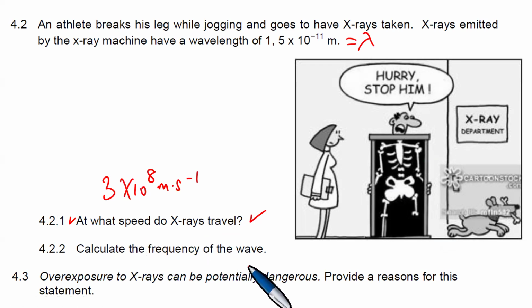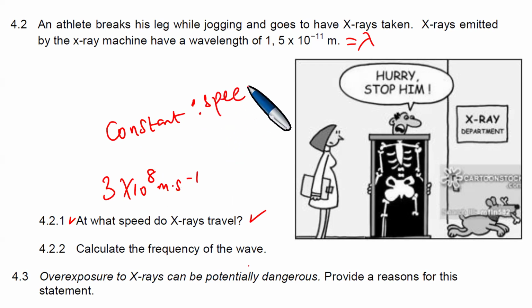Calculate the frequency of the wave. Yes, please. That's a good question. This is a constant. It's always 3 times 10 to the power of 8. It is the speed of light in a vacuum. It is always the speed of light, 3 times 10 to the 8th power meters per second.